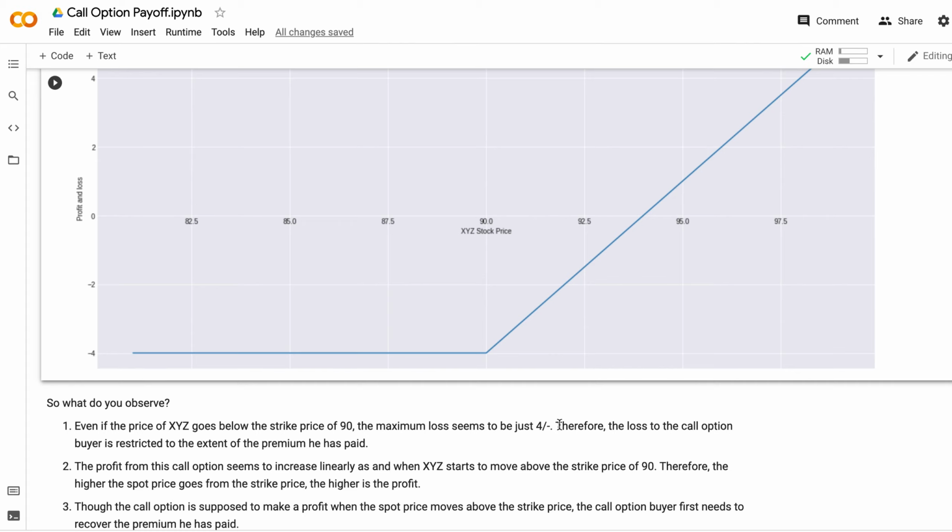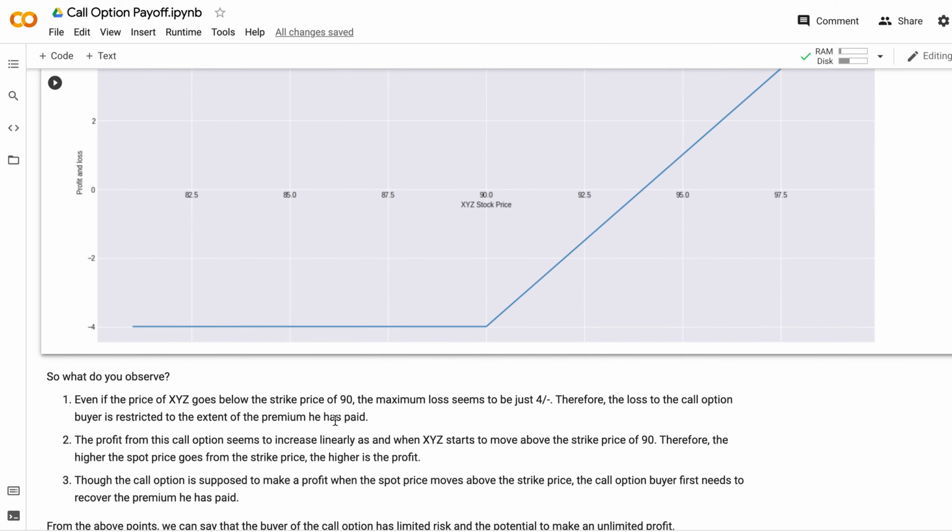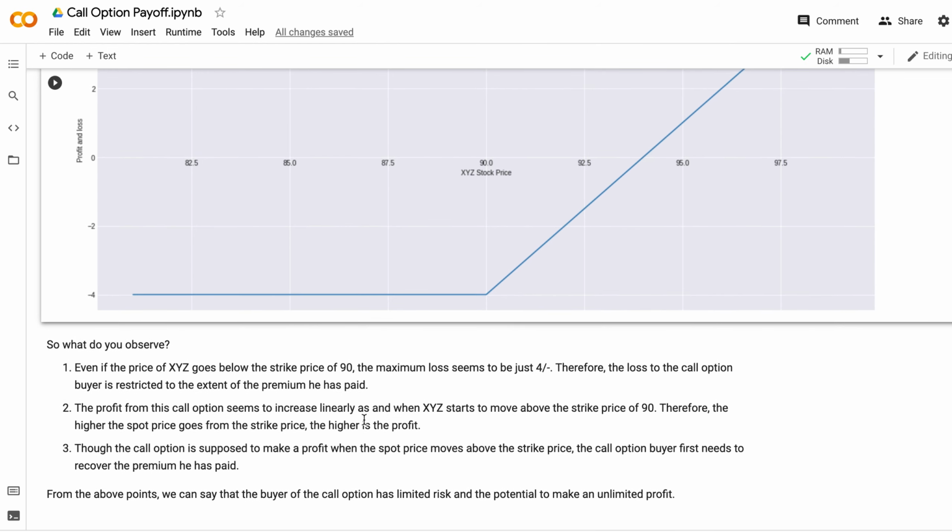Obviously, the contract size you have to consider. Normally for US stocks, you have a contract size of 100. That number has to be multiplied by 100. So in that case, 400 is the loss. Therefore, the loss to the call option buyer is restricted to the extent of the premium he has paid.